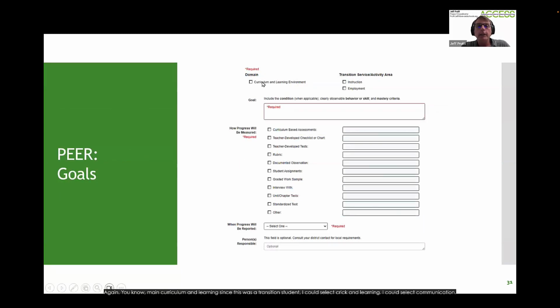Again, domain curriculum and learning. Since this was a transition student, I could select curriculum and learning, I could select communication, whatever domain we are selecting, we would select here. And if it was transition, by the way, if they haven't graduated with their diploma yet, everything we can do in school is considered a transition service. So you could check communication and instruction, communication and employment, curriculum learning and instruction and employment, whatever it is.